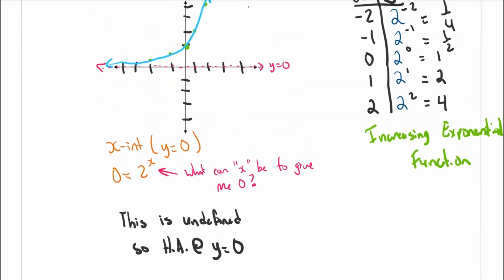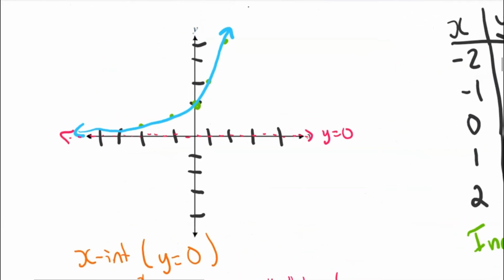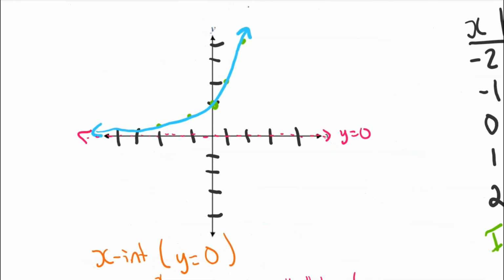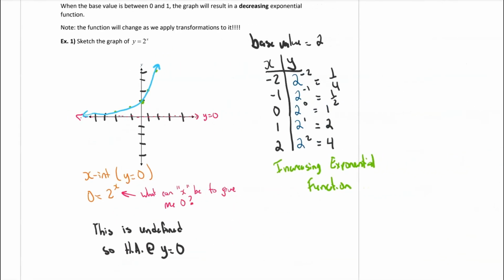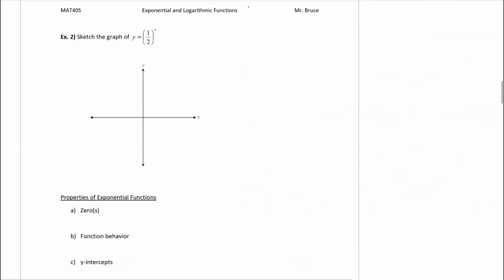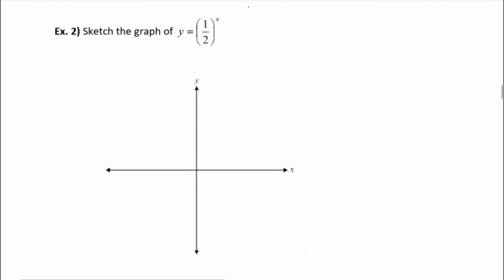We can see the trend in the pattern when we graph it out. It's trending in this direction, which means it should get closer and closer to the value of 0, but in fact never reaches it. Okay, so that is example number 1. Example 2, so we're just going to keep rolling. Sketch the graph of y is equal to a half to the power of x.